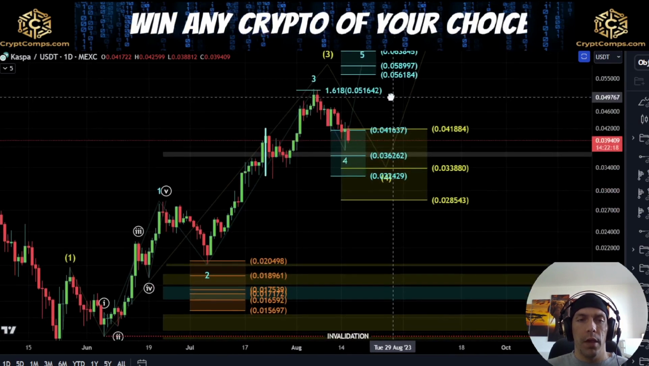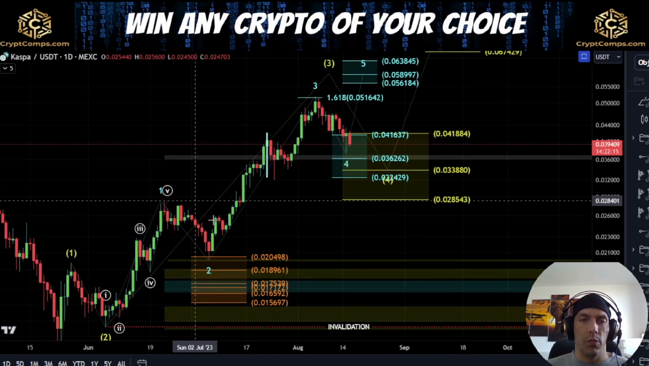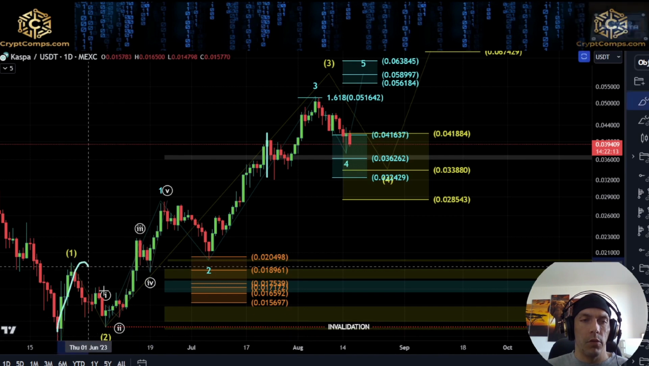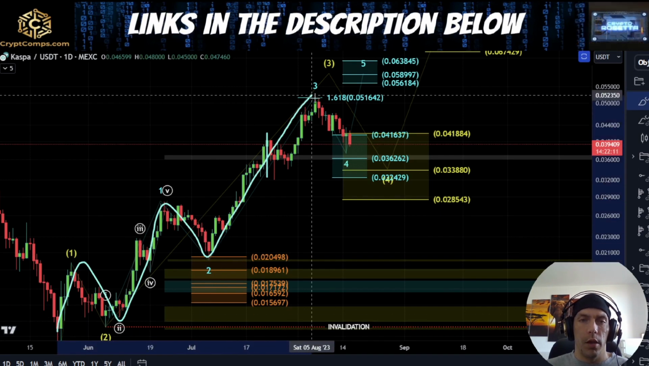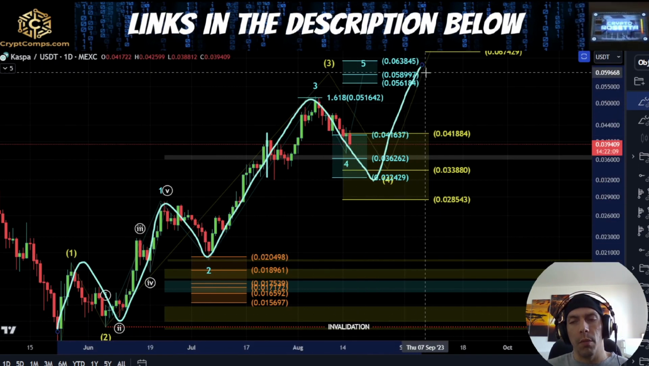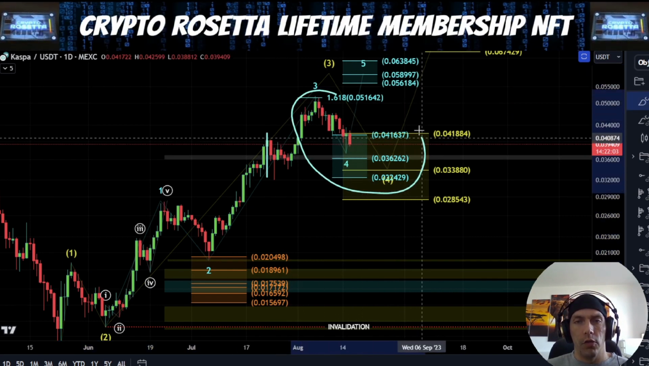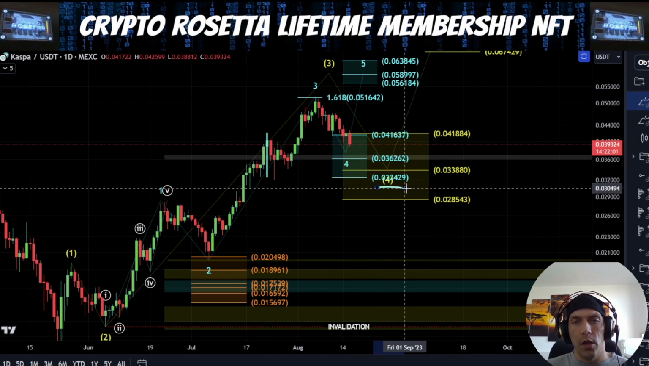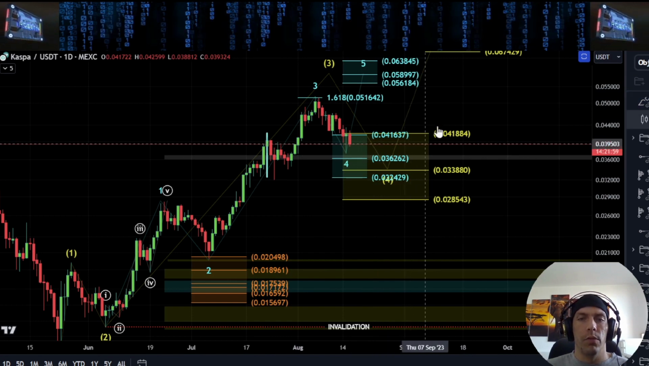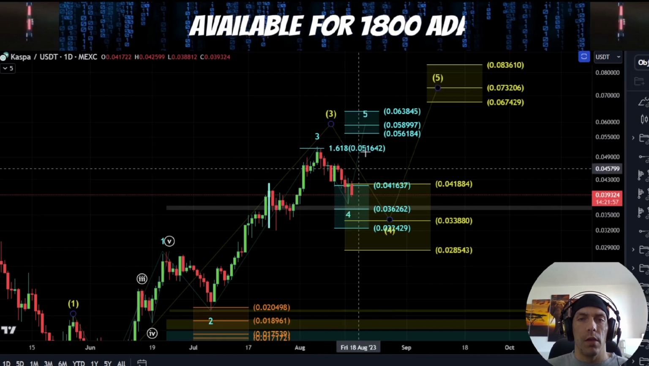Now we need to also be careful, however, because we were discussing this in the previous video. We could also have further extension where this is 1 2 1 2, we get another 1 2 here, and then we look to push up in a bigger way here. But primarily this is the way that I'm looking at the structure. If we continue to hold this 32429, what we could then see is this fifth wave up.